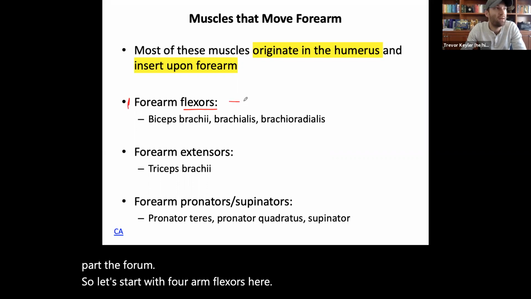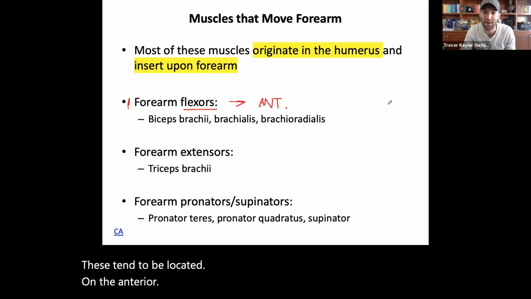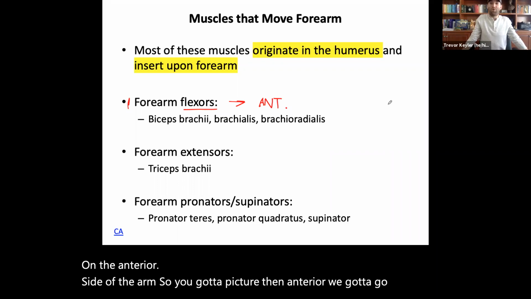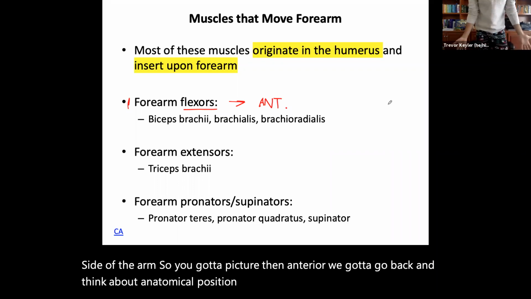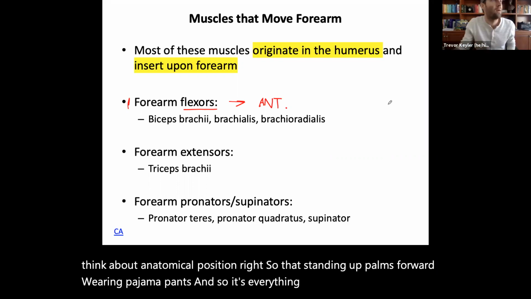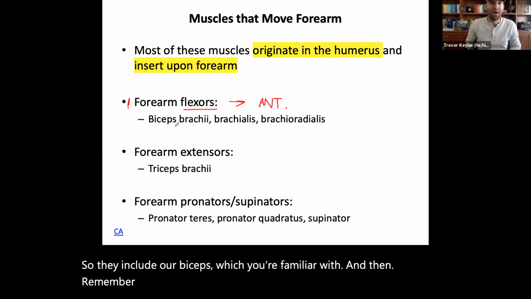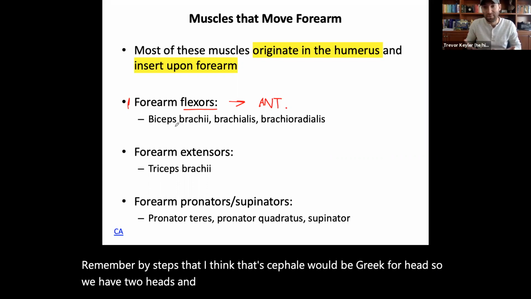These tend to be located on the anterior side of the arm. So you've got to go back and think about anatomical position, right? So that's standing up, palms forward, wearing pajama pants. And so it's everything here, okay? So they include our biceps, which you're familiar with. And remember biceps, that's, I think, cephalē would be Greek for head. So we have 2 heads, and then triceps, 3 heads.